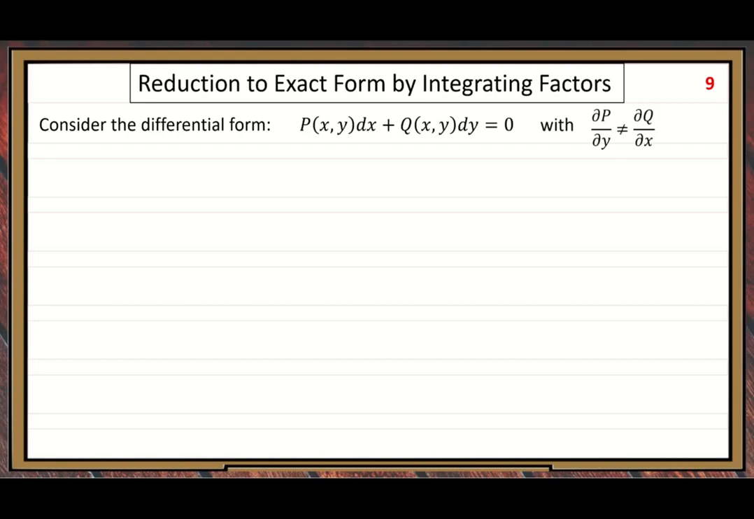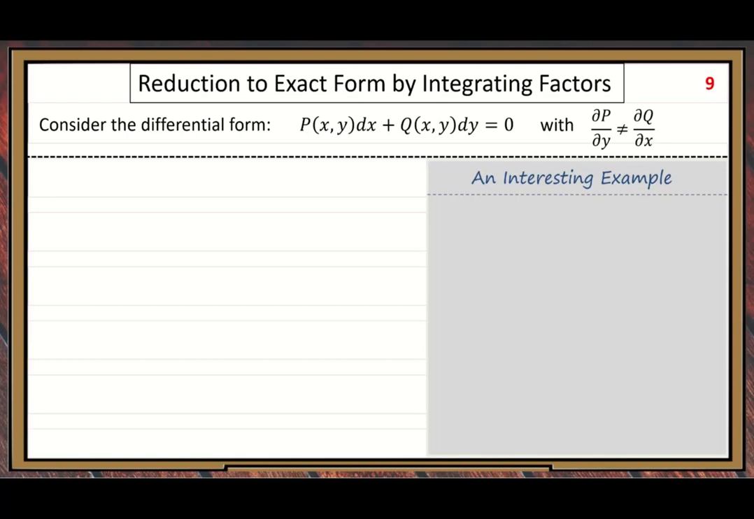Now, our assumption is that the criterion for exactness is not satisfied. So we need to do some more work to make it satisfied. Next step.